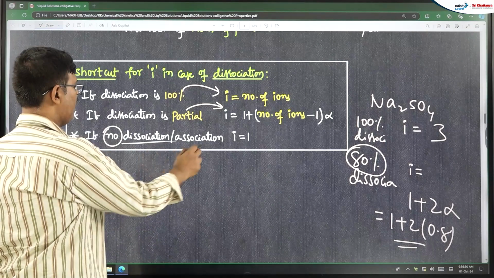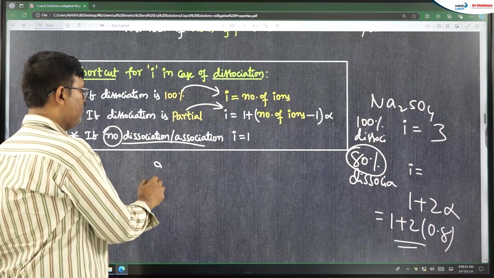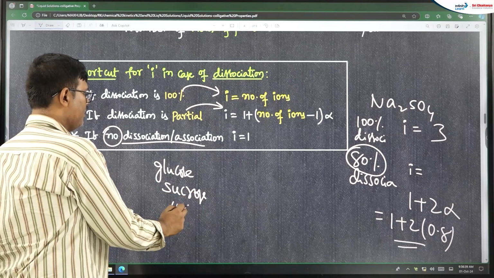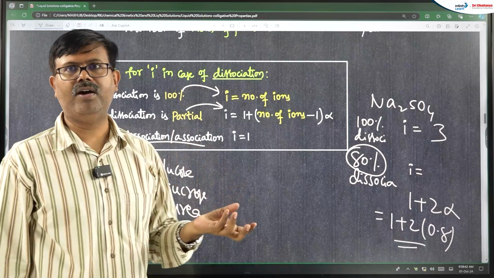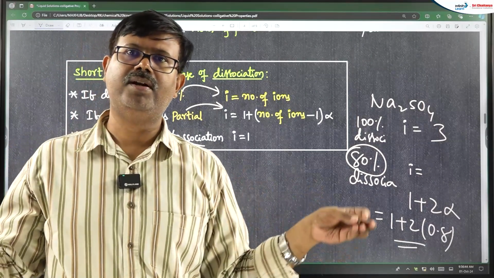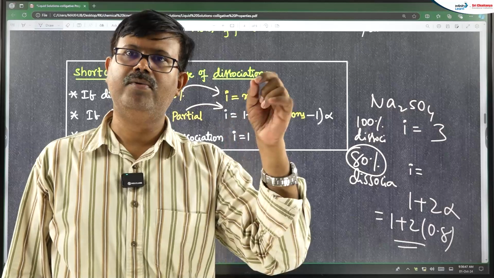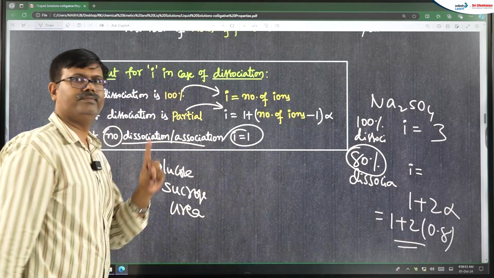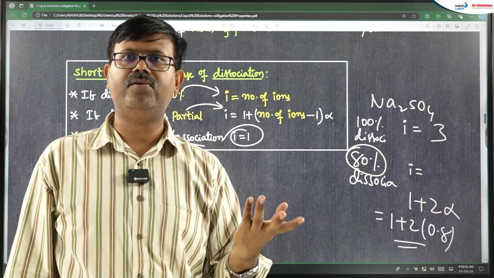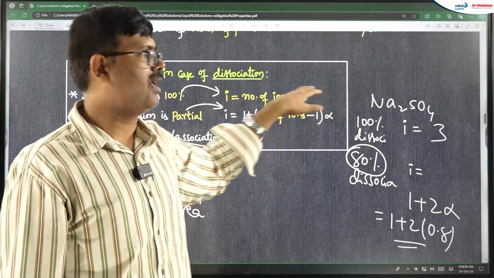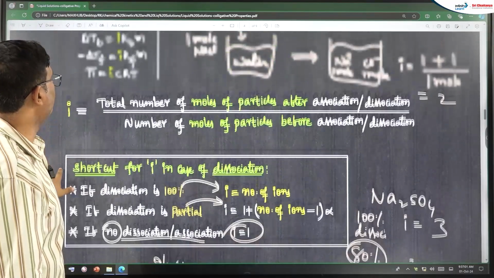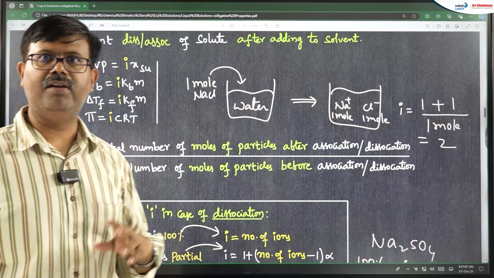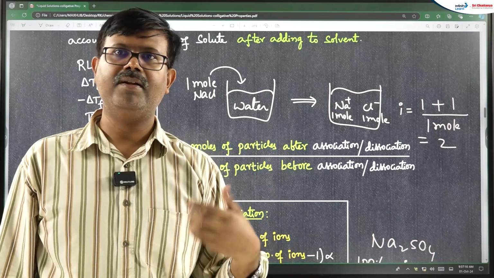If no dissociation or association happens, for example glucose, sucrose, urea, these substances when you add to water don't undergo dissociation or association. Nothing happens to them. If you add 1 mole, they remain as 1 mole only. So in that case, Van 't Hoff factor will be 1. When Van 't Hoff factor is equal to 1, all the corrected formulas become the original formulas without correction factor.